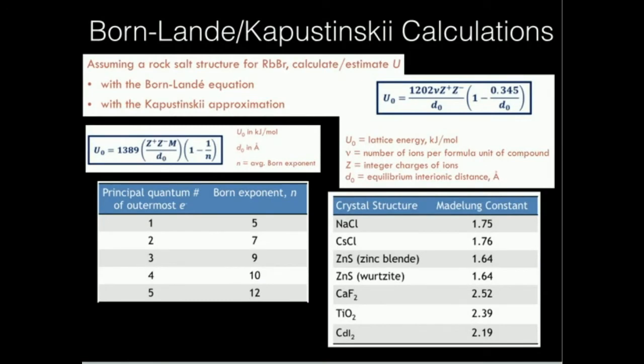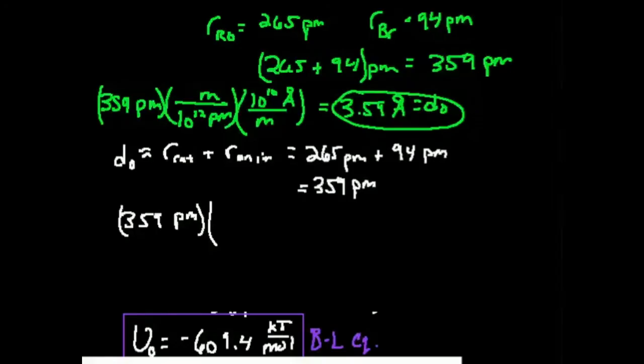And the reason I want to do that is because for both the Born-Lande equation and the Kapustinskii approximation, you have to put the distance in angstroms for that equation to work out. So I'm going to say, well, remember that milli is 10 to the third, micro is 10 to the sixth, nano is 10 to the ninth, pico is 10 to the 12th. So I know there are 10 to the 12th picometers in 1 meter. I also know that 1 meter is 10 to the 10th angstroms.